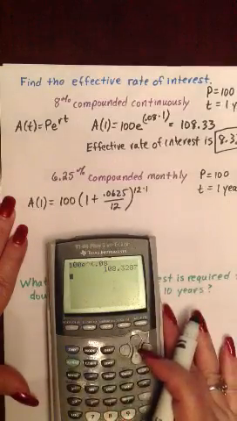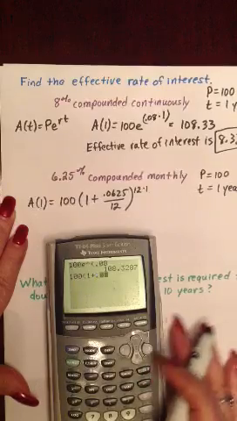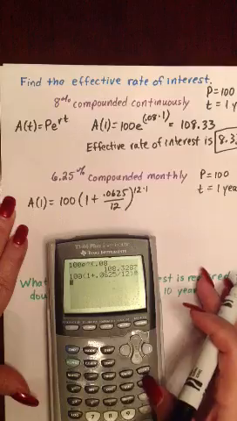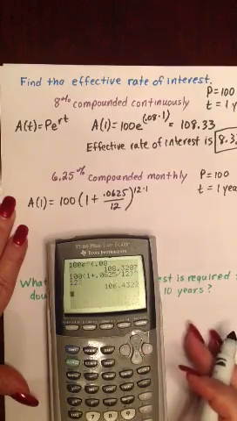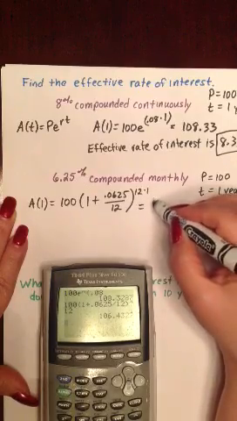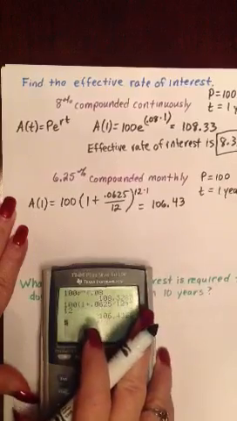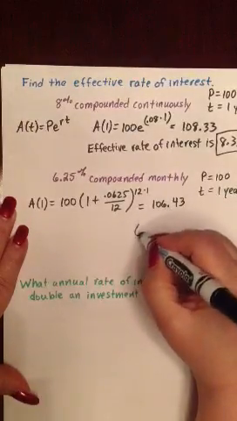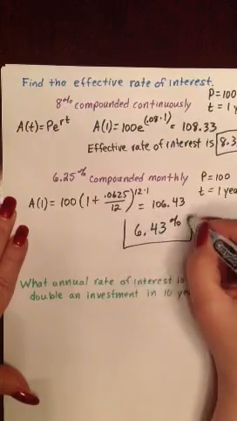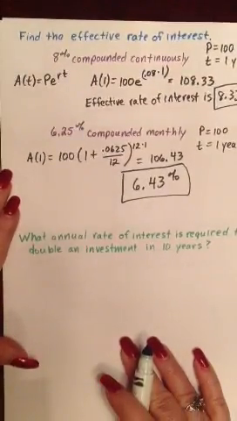So once again, I just type it in my calculator. 100 times 1 plus 0.0625 divided by 12 raised to the 12th power. And so my answer is 106.43. That's how much money I would have at the end. So my effective rate of interest is 6.43%. That is my effective rate of interest. All right, we're done with effective rate of interest.